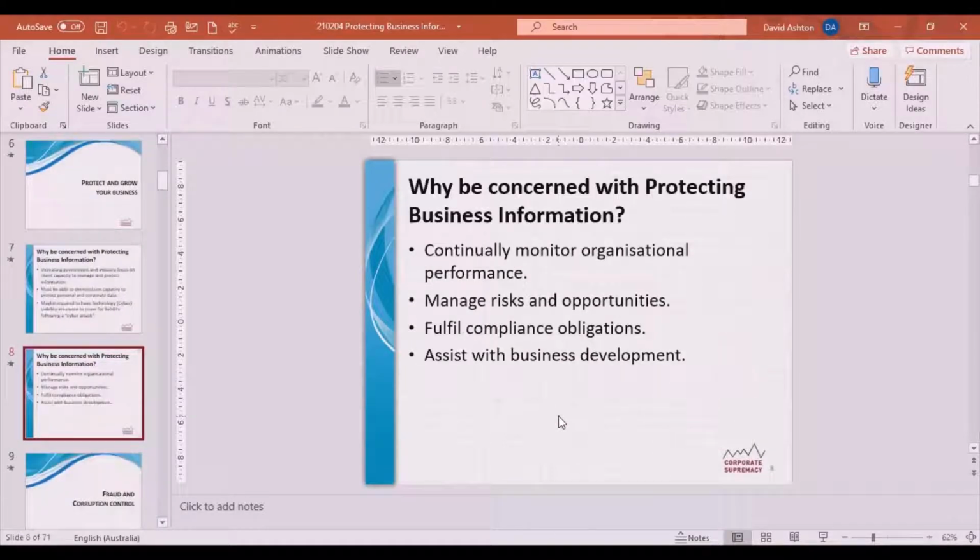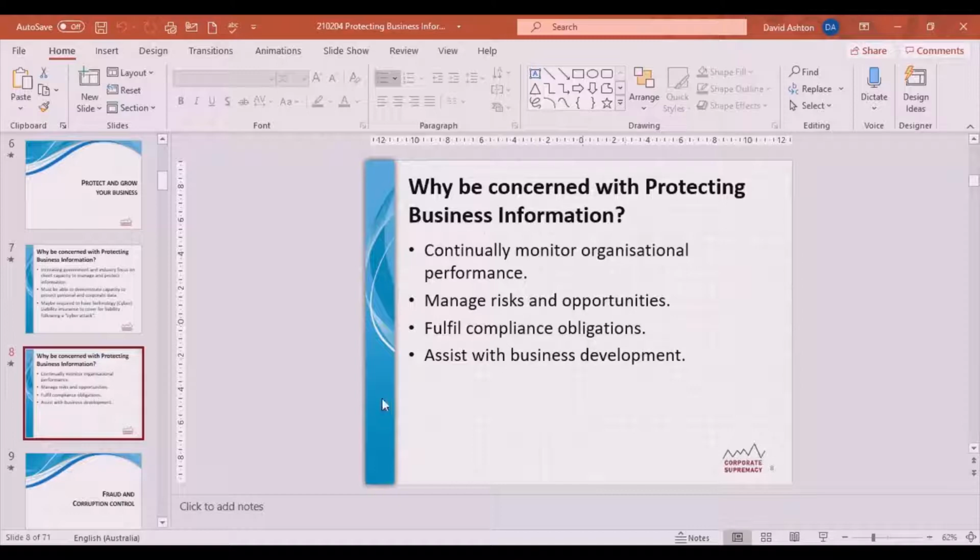Protecting your information will allow you to monitor your performance. If you've got good information at hand in an accessible format, it helps you monitor your performance and adjust business processes accordingly, manage your risks and opportunities as a business, and fulfil your compliance obligations, which are ever increasing for business owners. And as I said, it assists with business development, because if you can demonstrate robust policies and procedures around business management, information security, safety, quality, environment, business continuity and the like, then this will convince a prospective client that you're a robust, safe pair of hands to do business with.